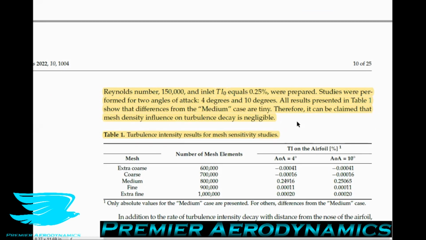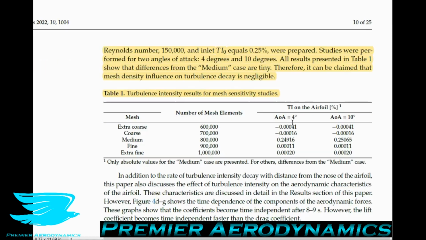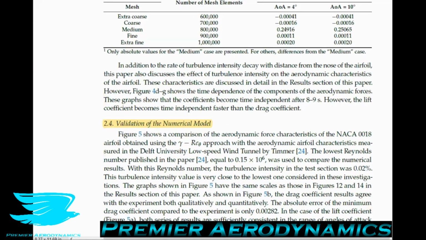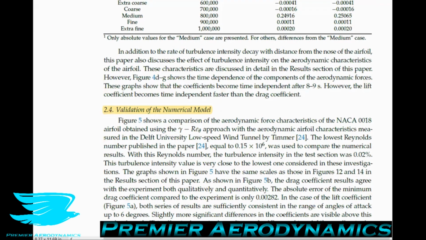All the results presented in Table 1 show the differences from the medium case upwards are tiny. So in other words, fortunately, having even more cells doesn't really change how quickly the turbulence density decays at this point. We've reached that point where the mesh is independent for this particular variable, so that's good. Therefore, they say it can be claimed that the mesh density influence on the turbulence decay is negligible. So finally, let's talk about the validation of the numerical model.